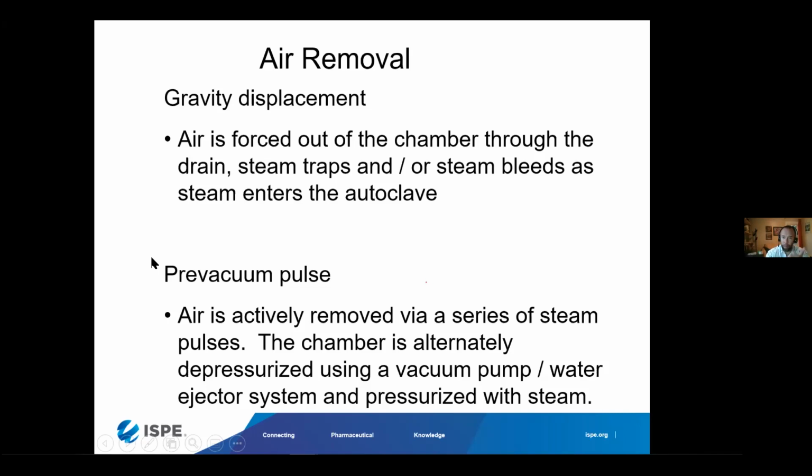So we talked about the biological indicators to be used during validation. We also have the Bowie-Dick air removal verification test used on a daily basis to help us confirm that our autoclave pre-vacuum pulse results in complete removal of air prior to sterilization.